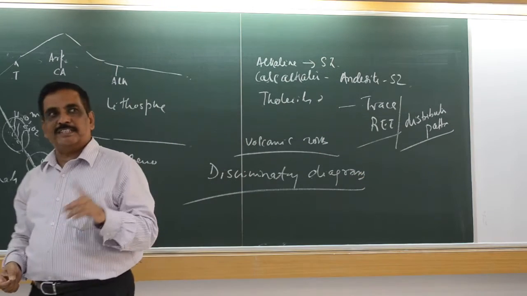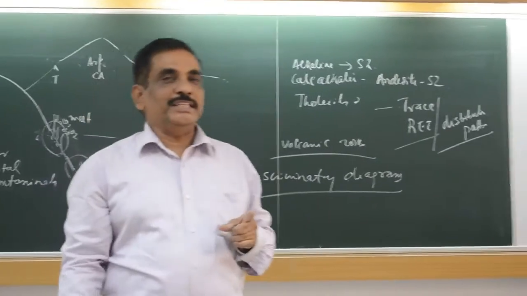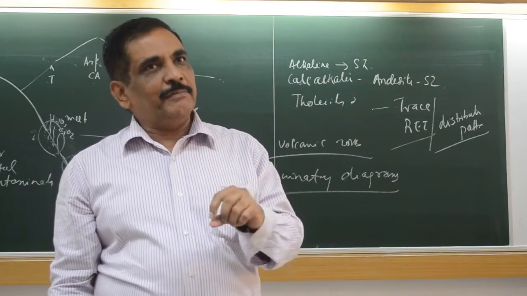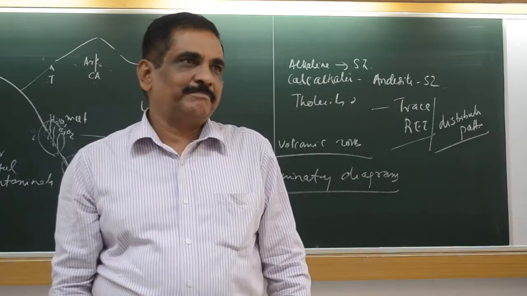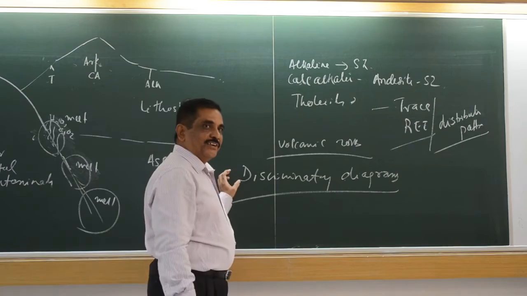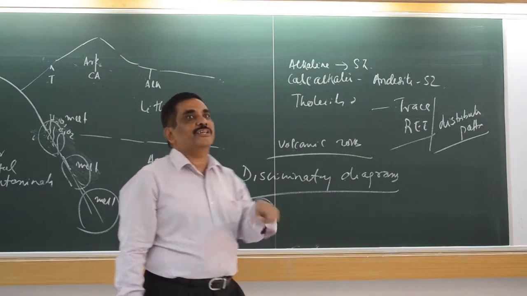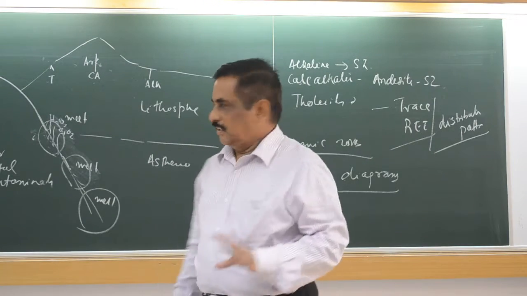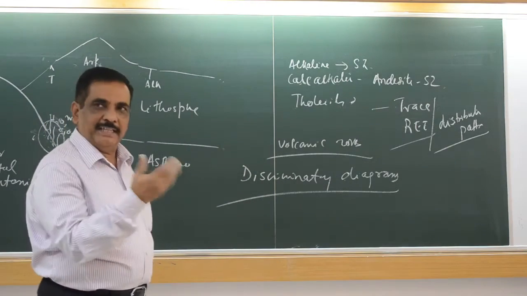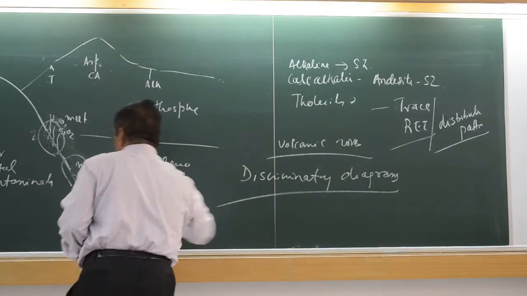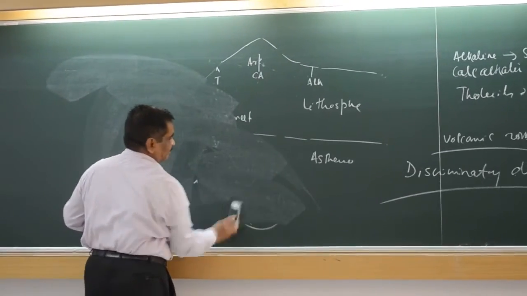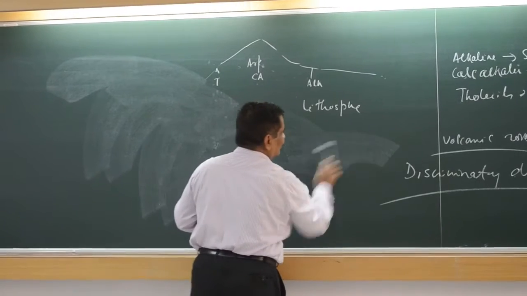You don't understand this part, what are discrimination diagrams? These are generally geochemical plots taking trace element and REE into consideration. So they plot them and they distinguish or discriminate one tectonic setting from the other. Understand that? Now I will show you one diagram. There are many diagrams, I will show you a few. At least one let us discuss, depending on the time. See what it is saying here.